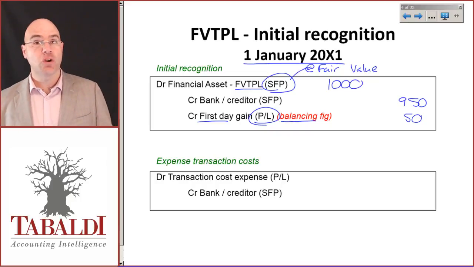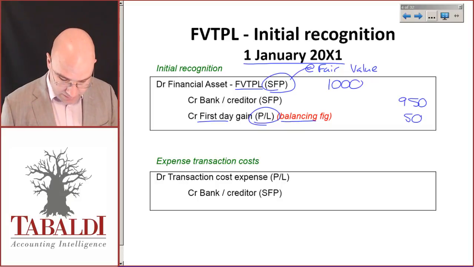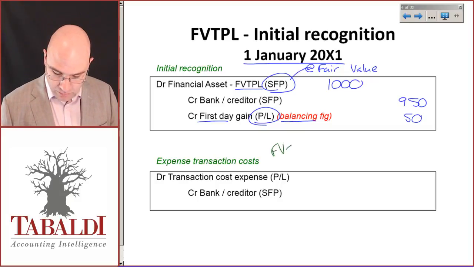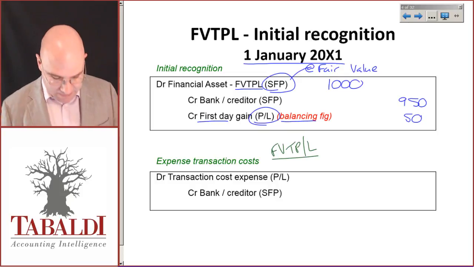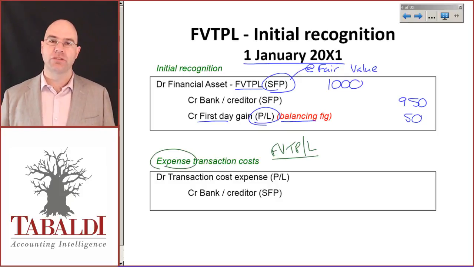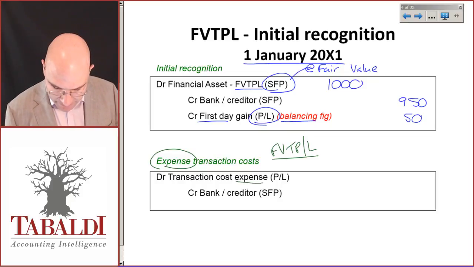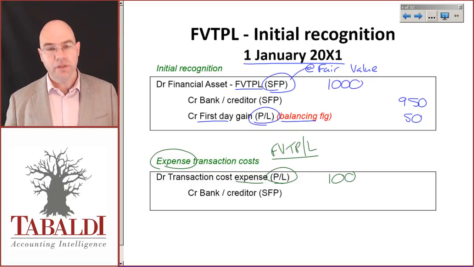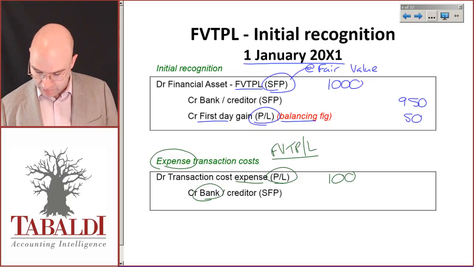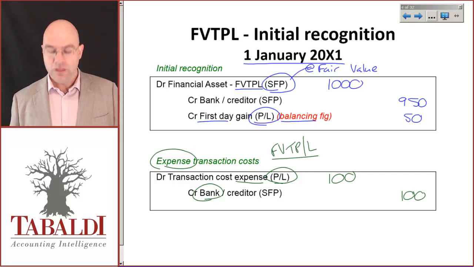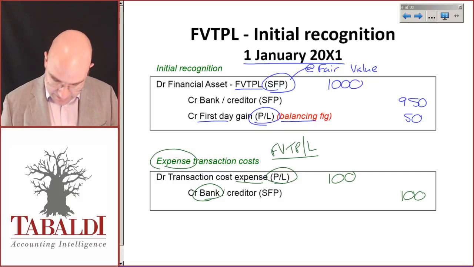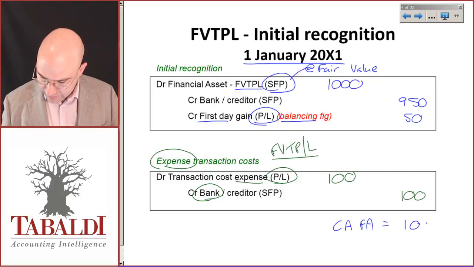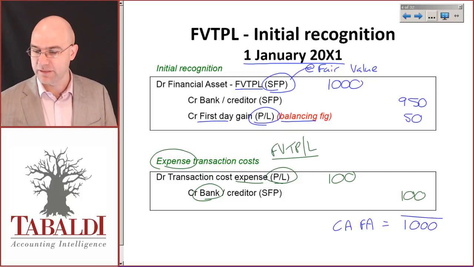Next up, we have transaction costs. And because it is fair value through profit or loss, what do we do? We will always expense transaction costs. So you'll debit transaction cost expense in profit or loss, and that was for 100. You will then credit bank in this scenario 100. So the carrying amount of the financial asset over here is equal to 1,000. That's nice and easy to understand.